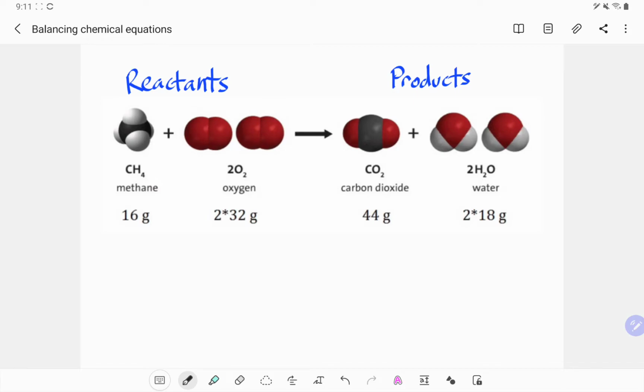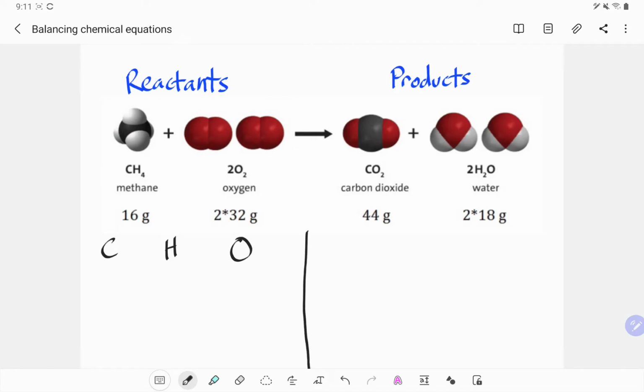Looking at this, we can see that we have methane reacting with oxygen to form carbon dioxide and water. If we want to look at the direct chemicals, let's go ahead and count this all out. Here are the different elements that I have in this balanced chemical equation. I have carbon, I have hydrogen, and I have oxygen.